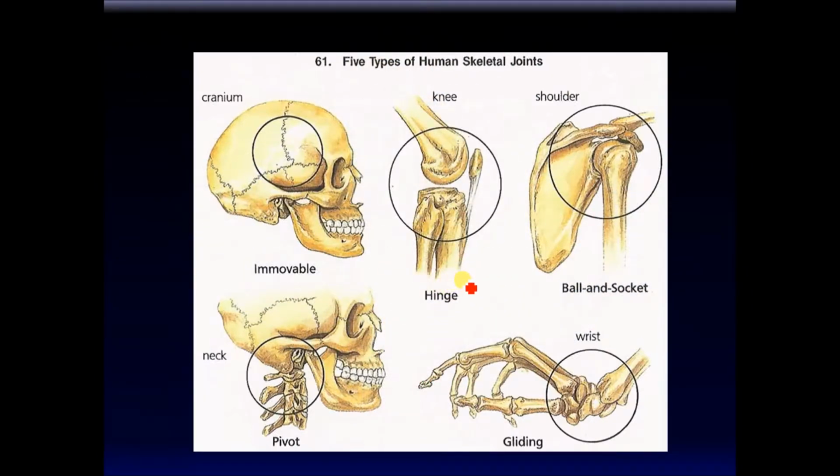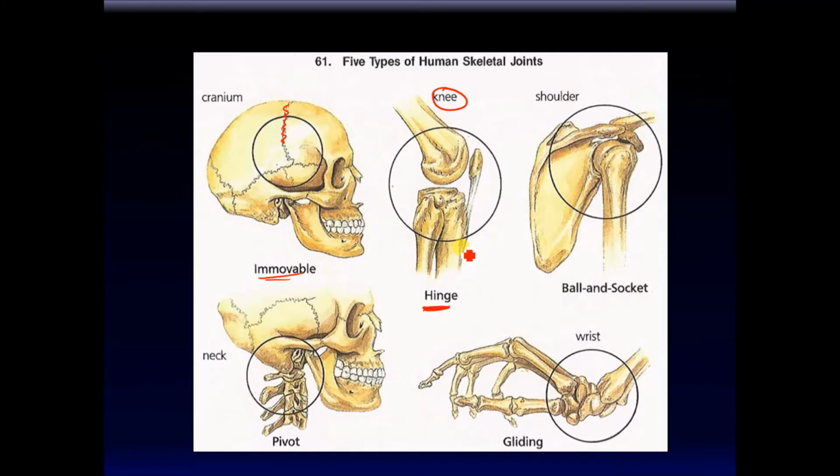Now, just like there are different types of bones, there are different types of joints. Some joints, like those in the skull, have fused over time, and they cannot move, and they're called immovable joints. As the baby is born, to facilitate the process of birth, these joints are not fused. They fuse after birth.